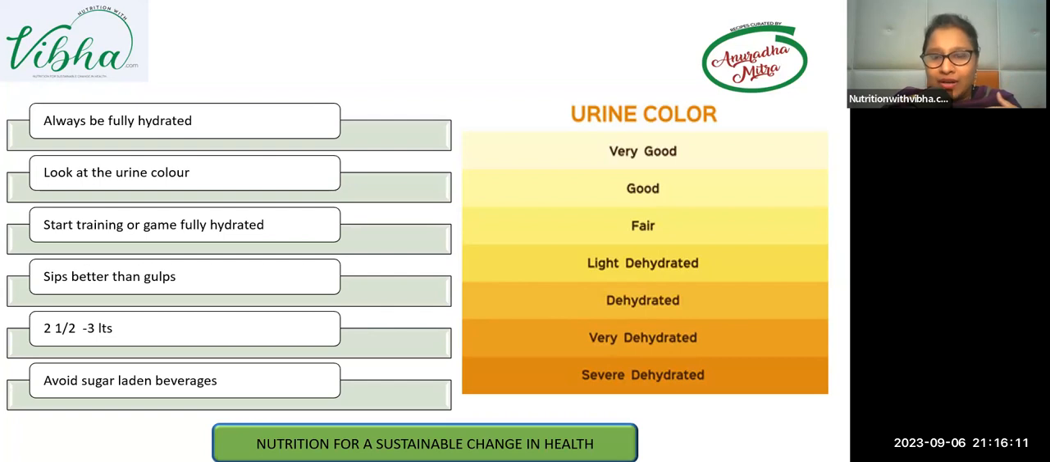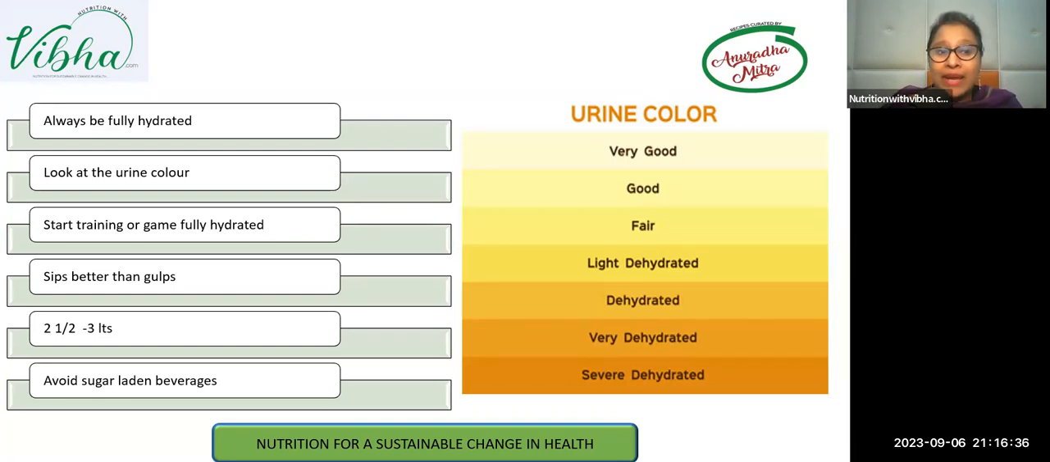Don't gulp water. It's not like, oh, I forgot to drink water, so let me make up for it. It's not like that. Because when we gulp water or take large amounts of water, it is absorbed very fast. It's suddenly there in the bloodstream, and therefore it is filtered out as urine. It doesn't stay within the body long enough to be taken up by the cells.